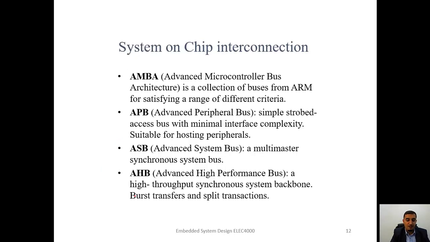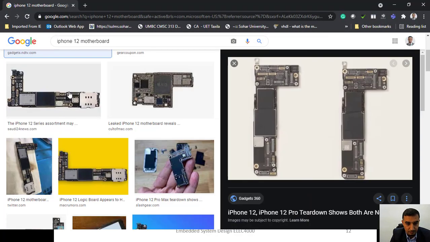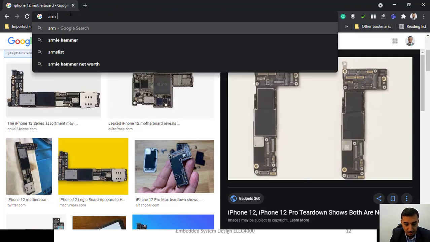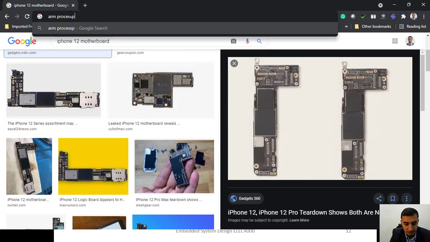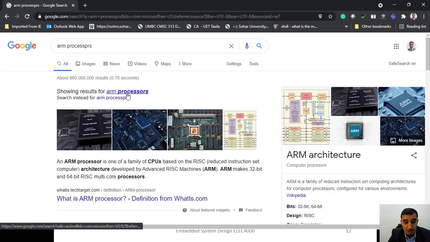So we have different types of system on chip interconnections. We have the Advanced Microcontroller Bus Architecture used by ARM. And if you don't know ARM, ARM is a very popular system on chip or processor builder. Nowadays ARM, I can show you here. If we search for ARM processors, now ARM processors, they have their own mobile processors.